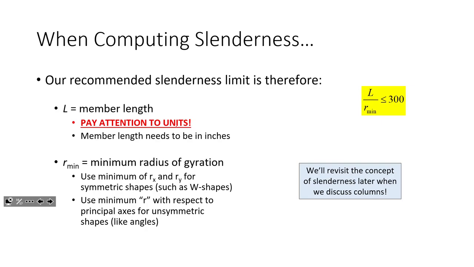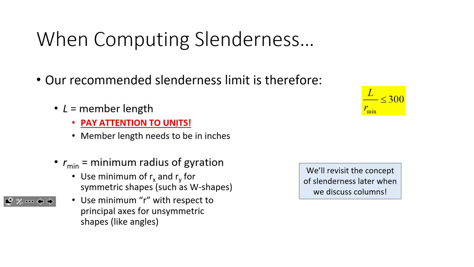Now, for R, what we're interested in is overall slenderness. So for R, we're using the minimum radius of gyration. For symmetric shapes, going back to some statics and centroid stuff, for shapes that exhibit symmetry, it is the minimum of Rx and Ry. And by symmetric shapes, I'm talking about W shapes, channels, and T shapes.